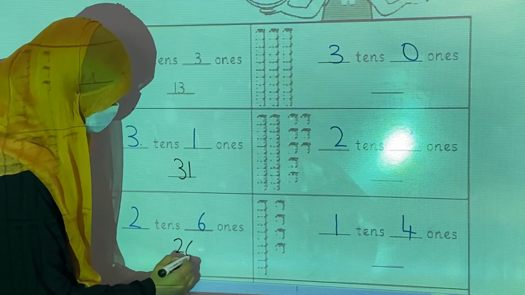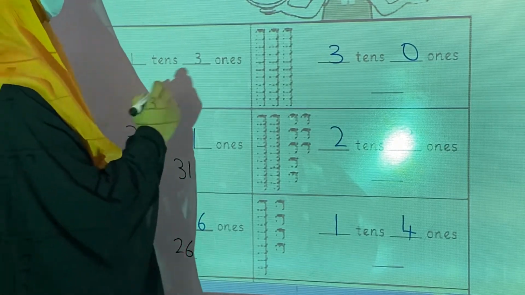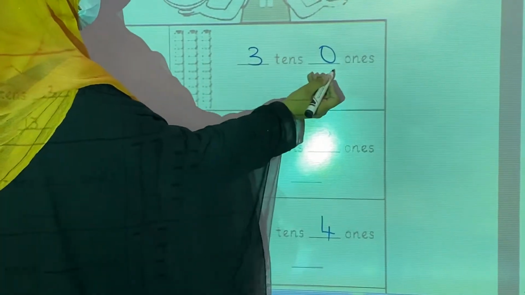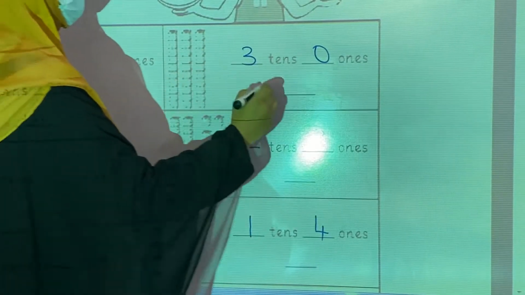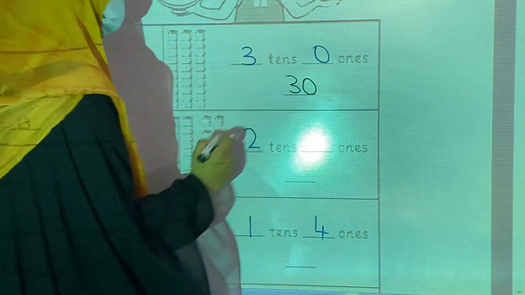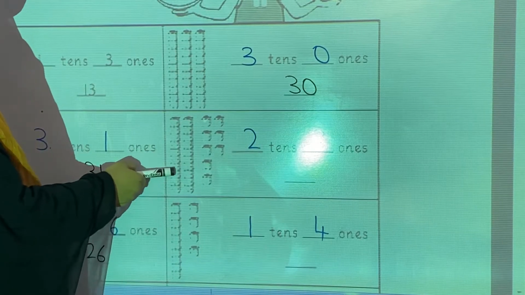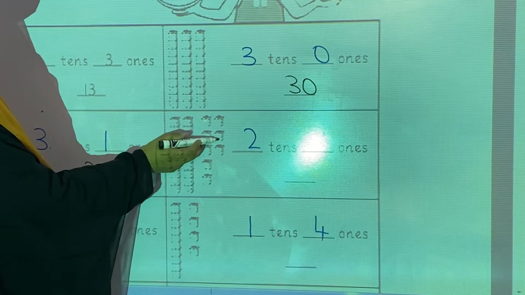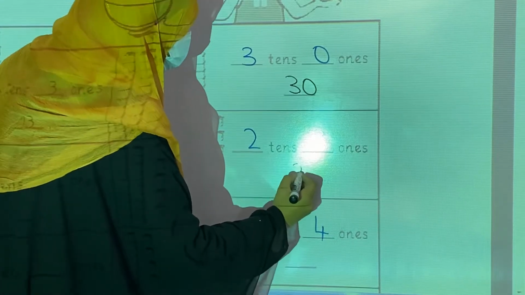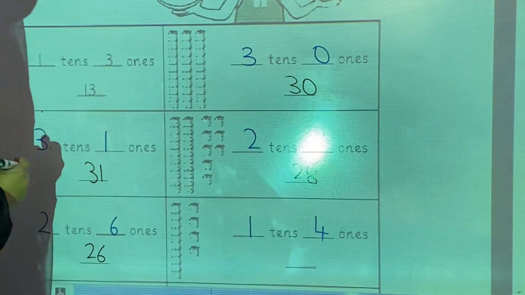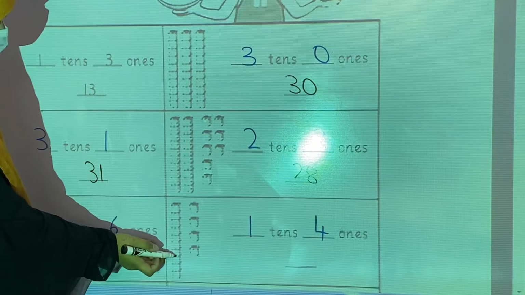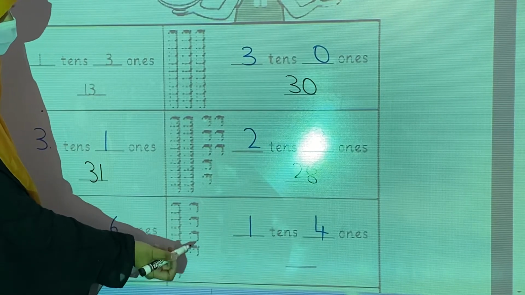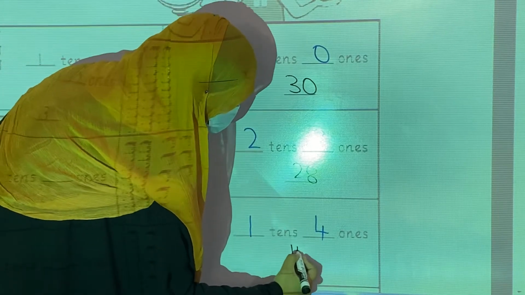It will become 26. Now in the next portion, 1, 2, 3. 3 tens and 0 ones because there is no 1. So the answer will be 30. 2 tens, 1, 2 and how many ones? 1, 2, 3, 4, 5, 6, 7, 8. 8 ones. Total will be 28. Last one, 1 tens and how many ones? 1, 2, 3, 4. 4 ones. Total will be 14.